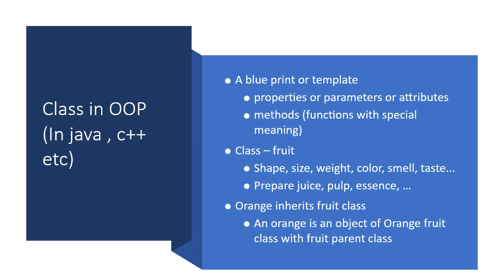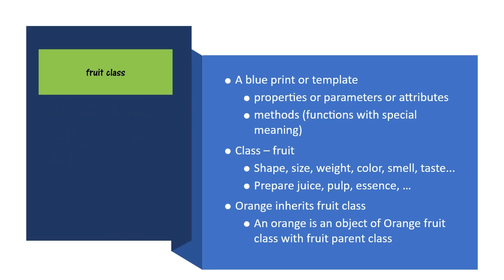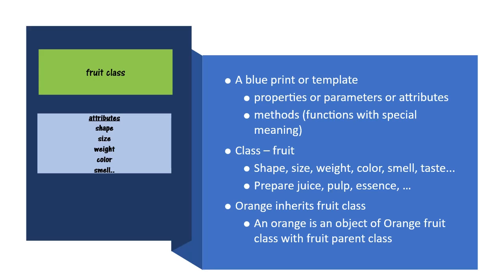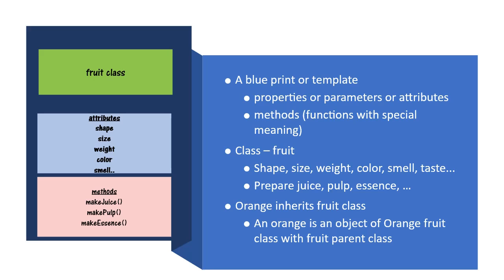In object-oriented programming as known today, class is like a blueprint specifying certain parameters and methods. Methods are nothing but functions having a special meaning. For example, if fruits are considered as a class, then there are attributes like color, size, smell, weight, and taste associated with it. Methods could be tasks which prepare juice, pulp, some dishes out of the fruit, etc.